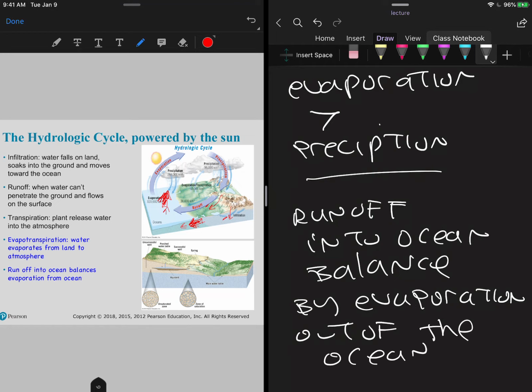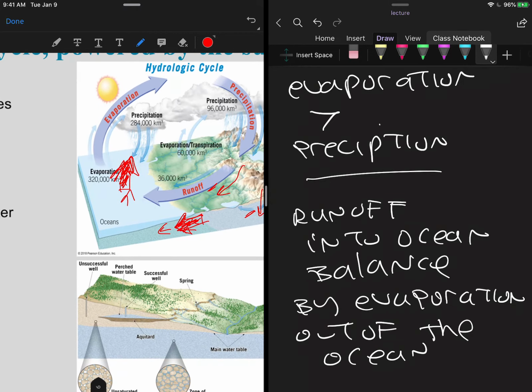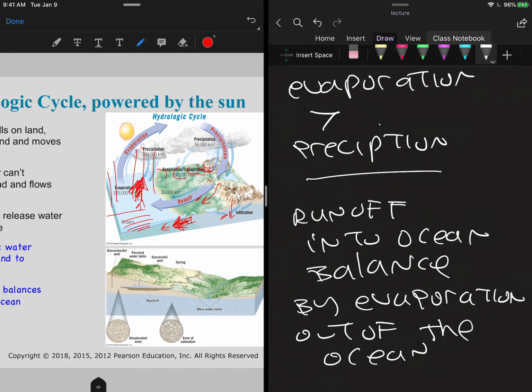Because if it wasn't balanced, for example, if there was more runoff than there was evaporation, then the water level would constantly be getting higher and higher, but that is not what happens. And vice versa. If there was more evaporation than runoff, that means more water would be leaving than being supplied back, so the water level would eventually dry up. But that's not what happens, because the amount of water that leaves the surface of the ocean is replenished by runoff.